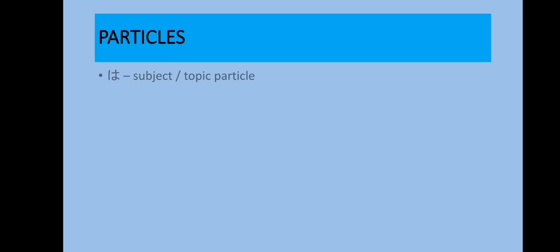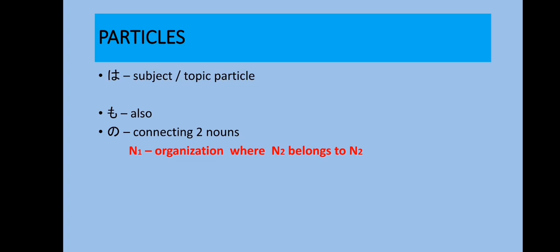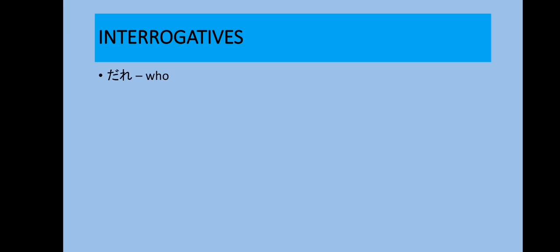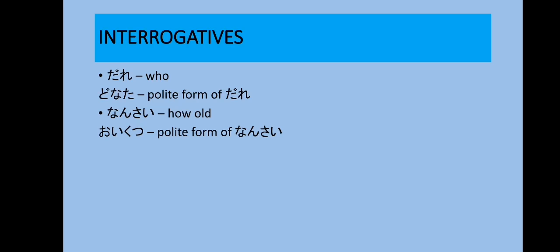So, particles. Wa. Mo. No. Noun 1, organization where noun 2 belongs. Interrogatives, dare. The polite form of dare is donata. How old? Nansai. Oikutsu is the polite form of nansai.